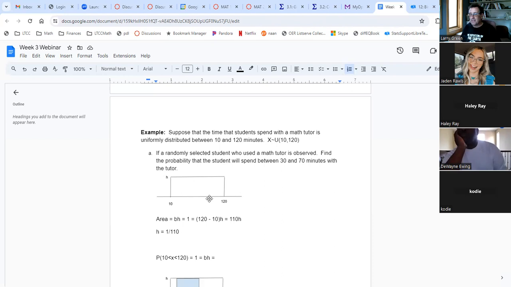Yeah, add them up and divide by, not n, divide by 2. It's just two numbers. I guess technically it's n, but 2 is what you got. So you would just take 10 plus 120 over 2, which happens to be 65. Any questions?